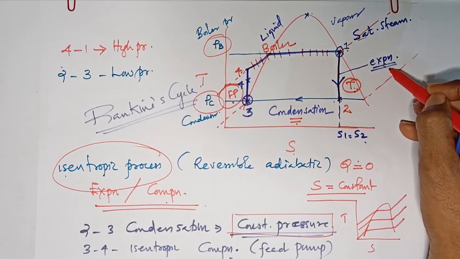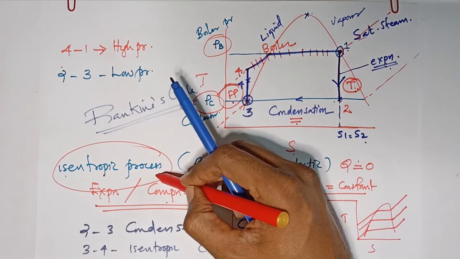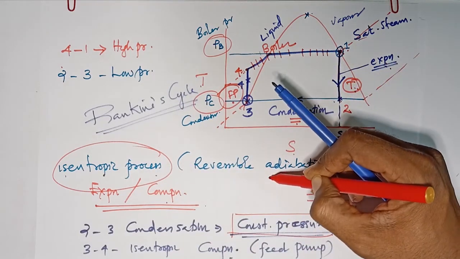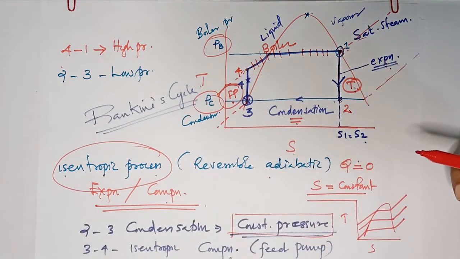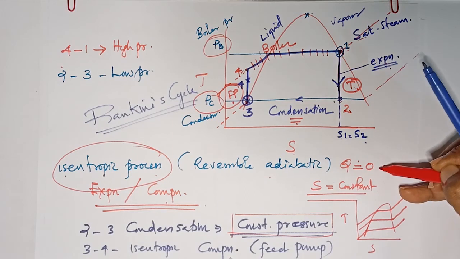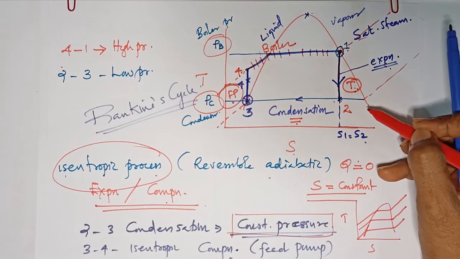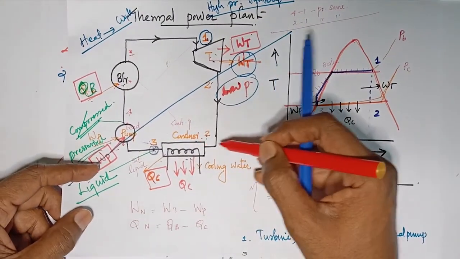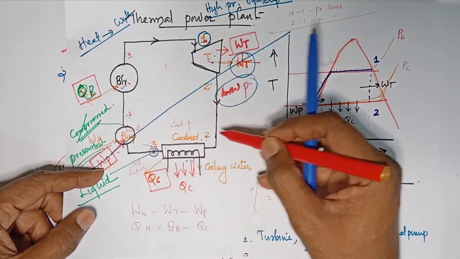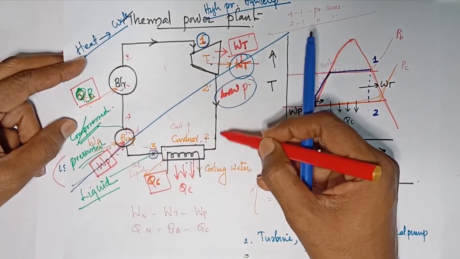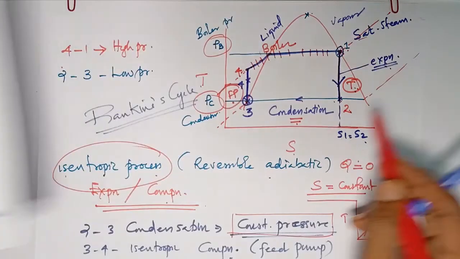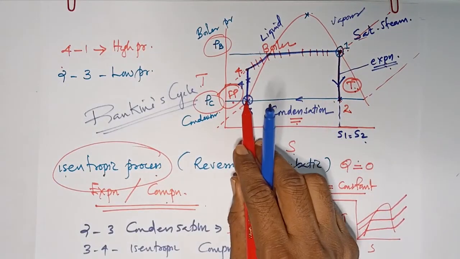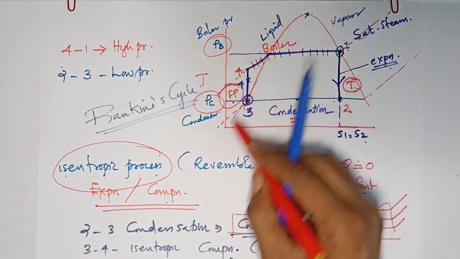This expansion is known as isentropic expansion. It is also called a reversible adiabatic process. There the heat transfer is equal to 0. So the entropy is constant. Again, what happens in 2 to 3? 2 to 3 is the condenser, there constant pressure cooling, there the steam is converted into saturated liquid. This is the liquid line.